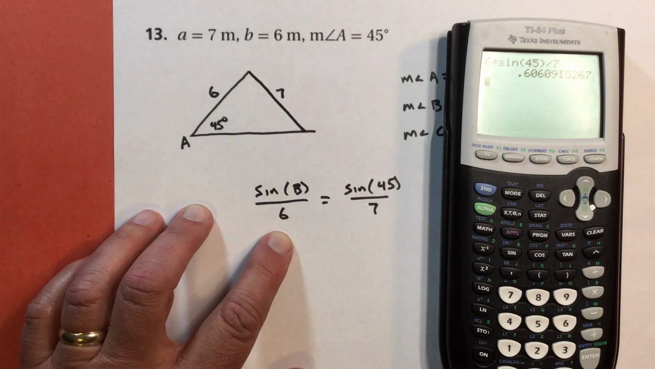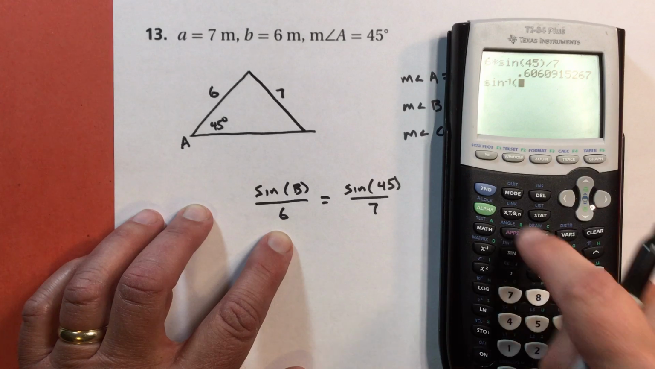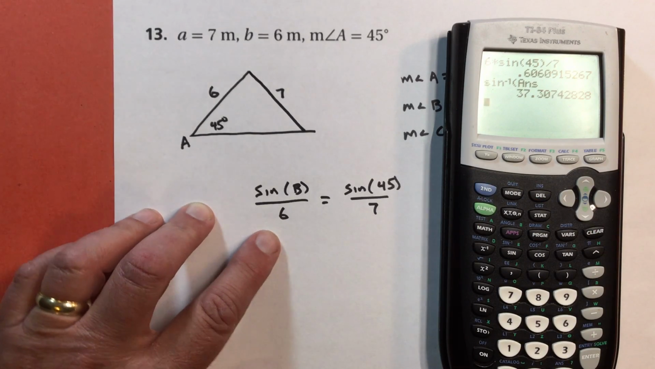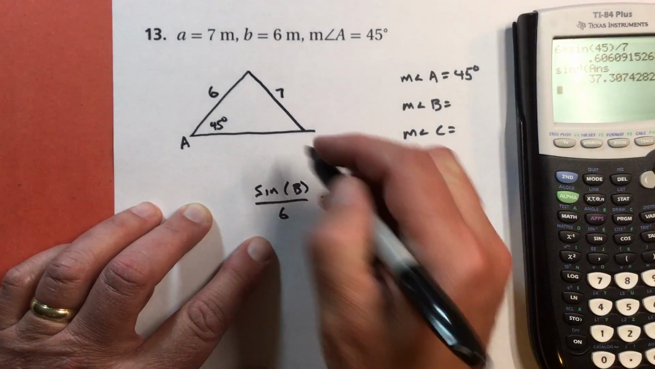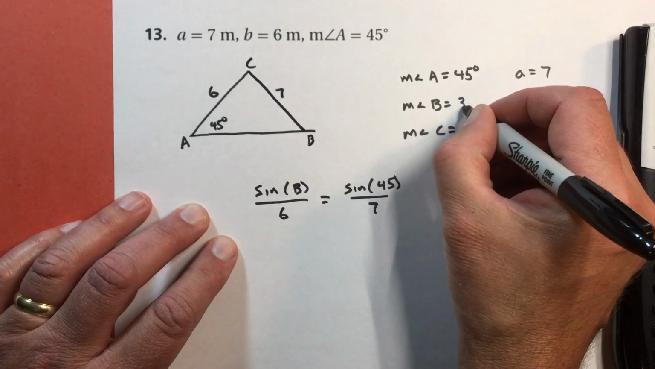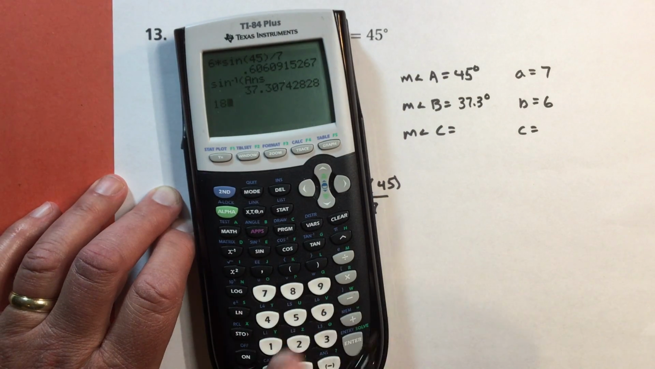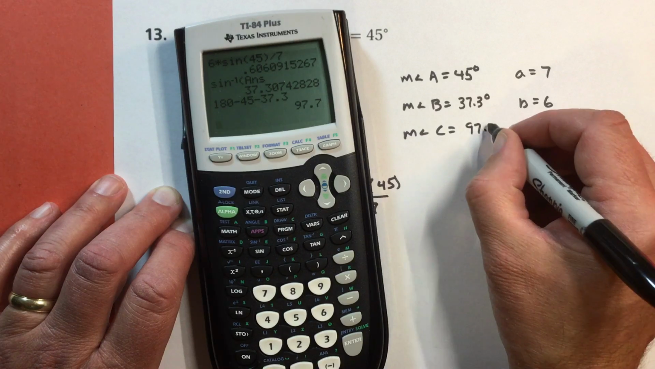0.6060, which is good. It's positive, so it's bigger than 0, and it's less than 1. That's good. Do inverse sine of that answer, and it looks like my angle B, which is right here, this is C, is going to be 37.3 degrees. Now let's find angle C. So I do 180, subtract 45, subtract 37.3, and I get 97.7.